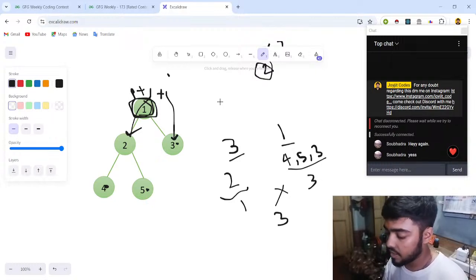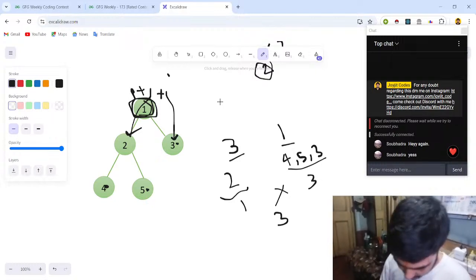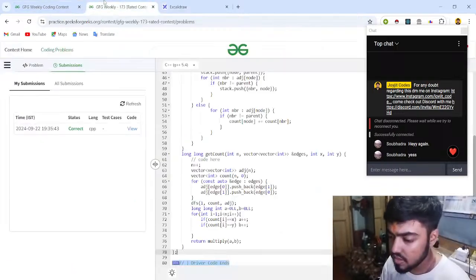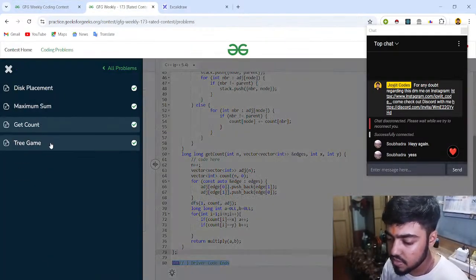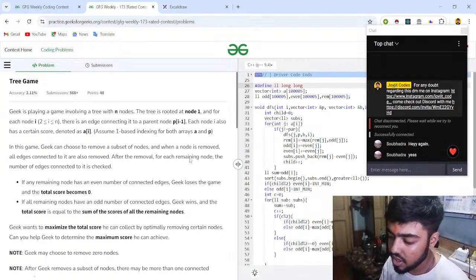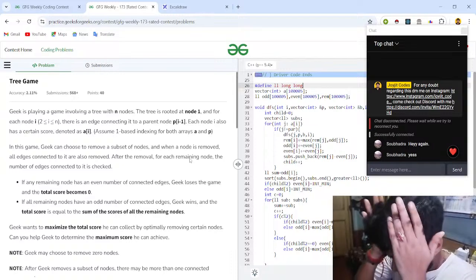So is this part clear till now? Anyways, this was the last question that I will be discussing. So yeah, that's it. If this part is not clear, then only I'll explain it to you again. Otherwise, I'll end the video.